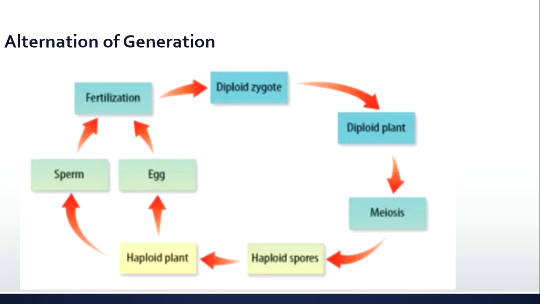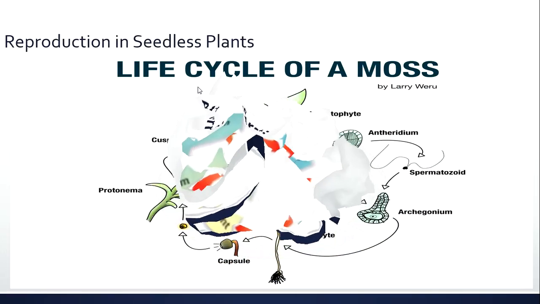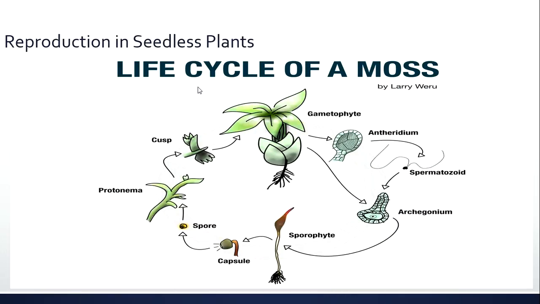You can see this here clearly in this table. Diploid zygote changing into diploid plant, then meiosis, then haploid spores into haploid plant. We have the sperm and egg and fertilization, and this process keeps on going. Now, coming to reproduction in seedless plants.